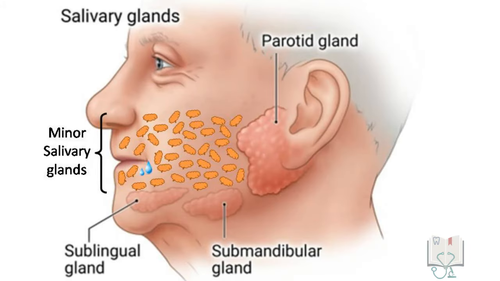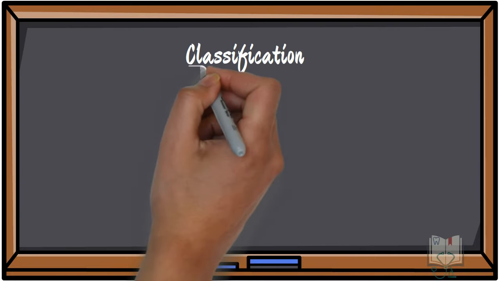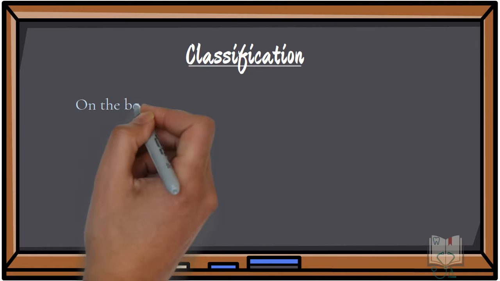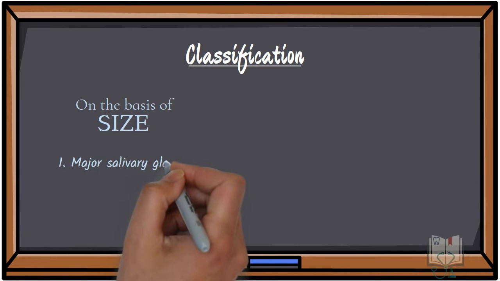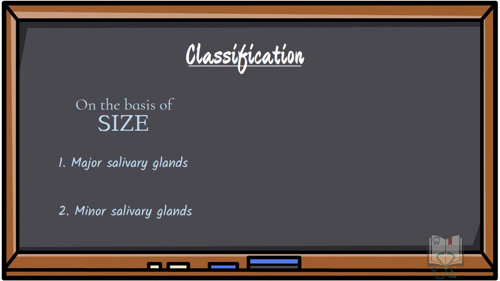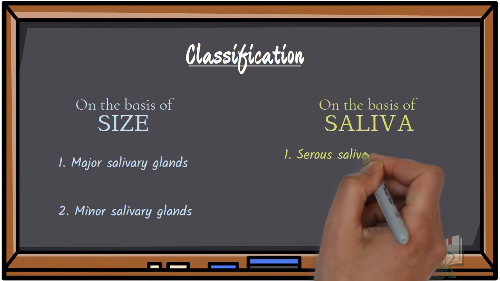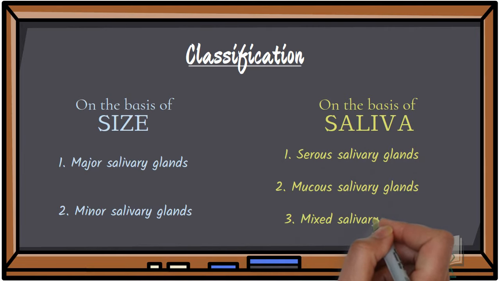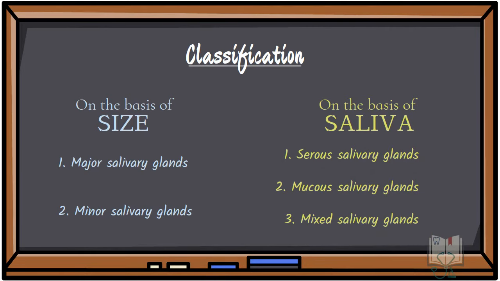Salivary glands are exocrine glands present in the oral cavity which release saliva. If we study their classification, salivary glands have been classified according to their size as major salivary glands and minor salivary glands, or according to the type of saliva they secrete: serous salivary glands, mucous salivary glands, and mixed salivary glands. Development. Salivary glands are ectodermal in origin.